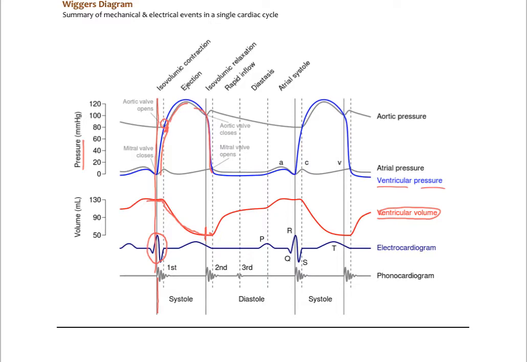In terms of the EKG or the ECG, we are after the QRS complex here, and the T wave occurs here, the repolarization of the ventricles. So that's systole.